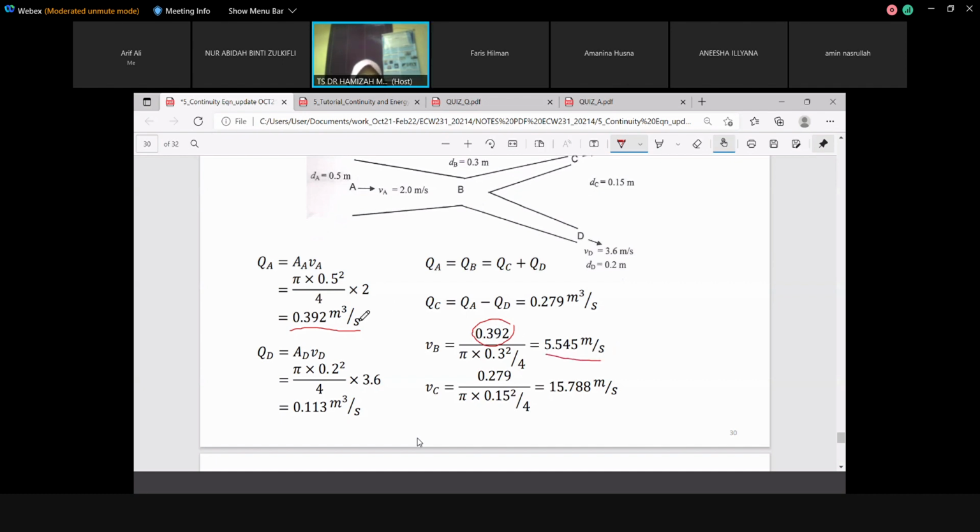Okay, kemudian kita kena calculate QC because we already know the QD. QD dah tahu. So we need to find the QC. QC adalah QA tolak dengan QB atau QD. QB ni QA tolak QA atau QB, tolak dengan QD. Dapatlah QC. Okay, after we know the QC, then only we can calculate the velocity at point C.